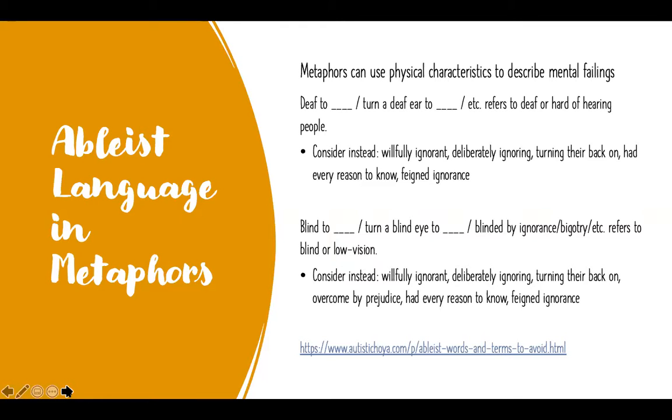Now, here we get, some people know that I have strong thoughts about this. Ableist language in metaphors. Metaphors can use physical characteristics to describe mental failings. So, deaf to, turn a deaf ear to, etc., refers to deaf or hard of hearing people. Consider instead willfully ignorant, deliberately ignoring, turning their back on, had every reason to know, feigned ignorance. Likewise, blind to, turn a blind eye to, or blinded by ignorance, bigotry, etc., referring to people who are blind or have low vision. Consider instead willfully ignorant, deliberately ignoring, turning their back on, overcome by prejudice, had every reason to know, feigned ignorance. Notice they're the same words.